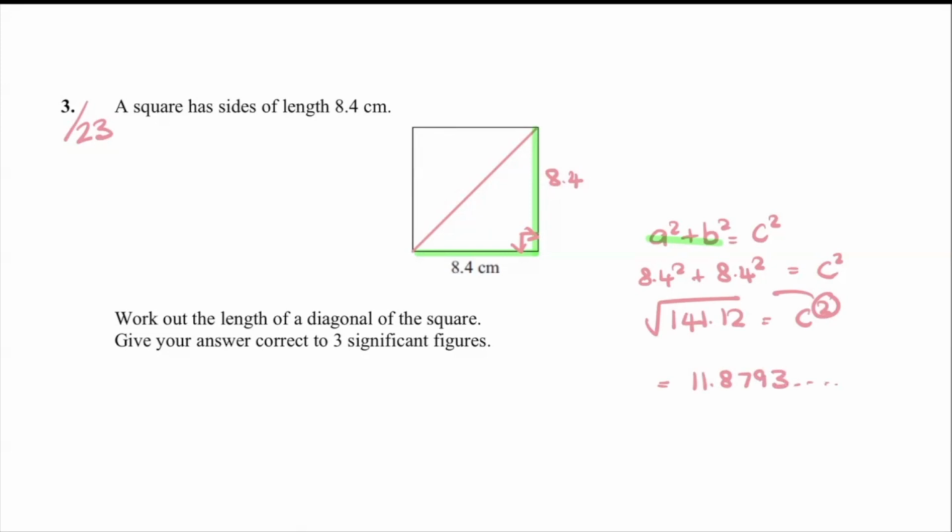Now, it wants it correct to 3 significant figures, so it means it's going to get cut here, and the 7 is 5 or more, to give a final answer of 11.9.